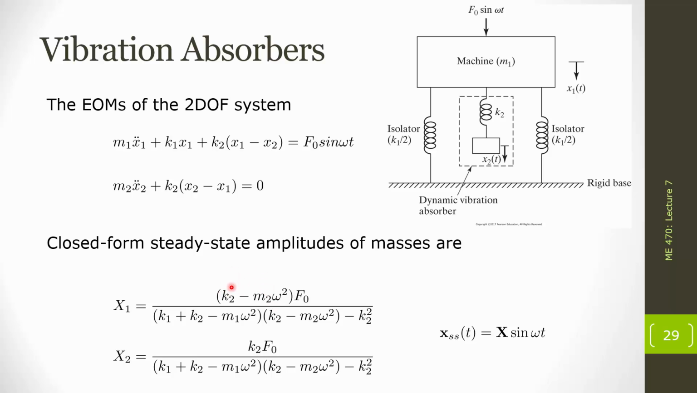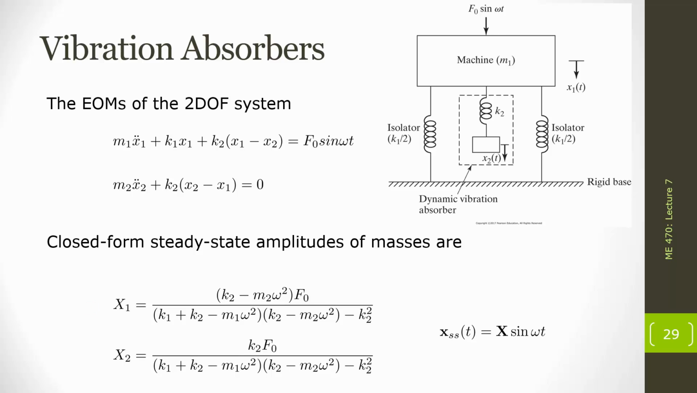And I have details in the Mathematica file of how I got the x1 and x2, but again, it's just coming from what we saw in the last subsection on simple harmonic forcing on undamped 2 degree of freedom systems. So how do we choose the design, that is the K2, the M2, for our vibration absorber?